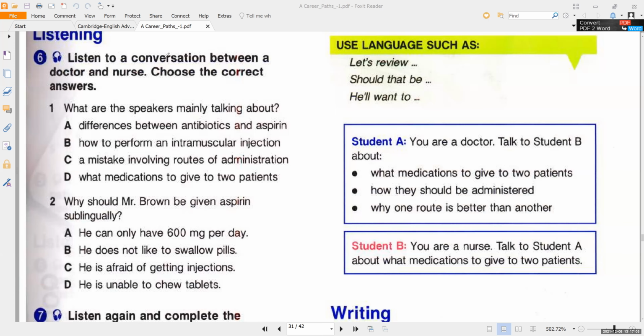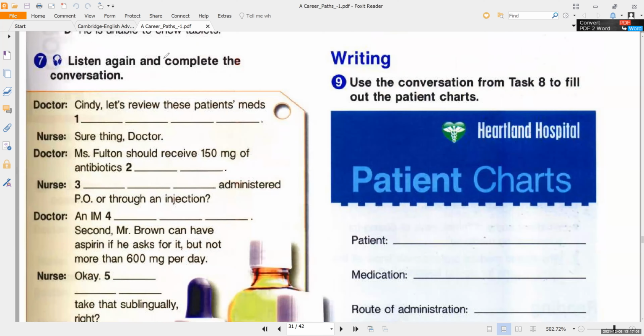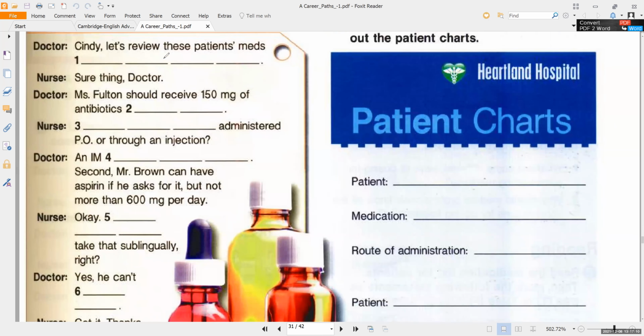Now we go to the last part, which is to complete the conversation. We have, as usual, 6 questions. So we can listen and then fill the gaps with the suitable words.